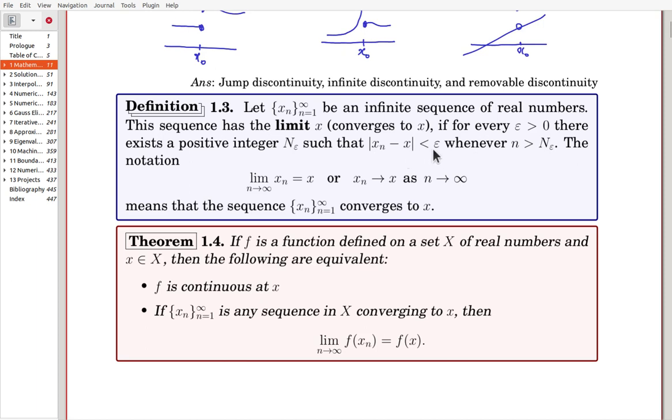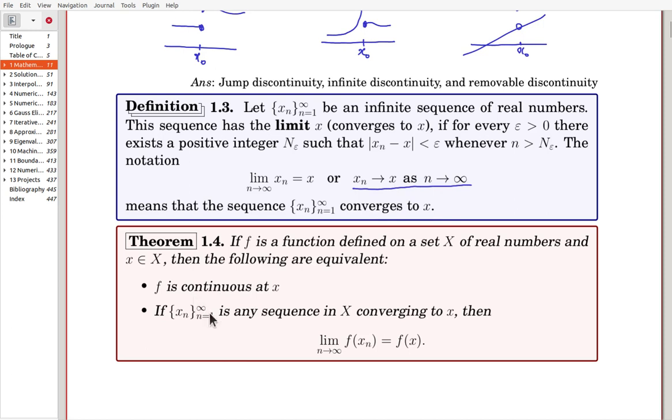Later on, once n is larger than capital N epsilon, all points, so infinitely many points, are near x. So for an arbitrary choice of epsilon, you can find such an N epsilon so that infinitely many later points are near x. Then we say x is the limit. In this case, we use the notation limit as n approaches infinity of xn equals x, or xn approaches x as n approaches infinity.